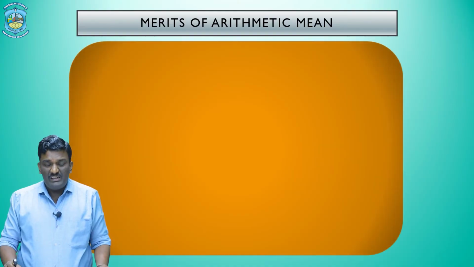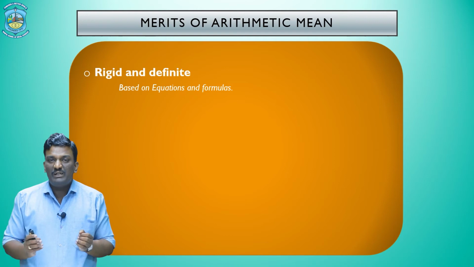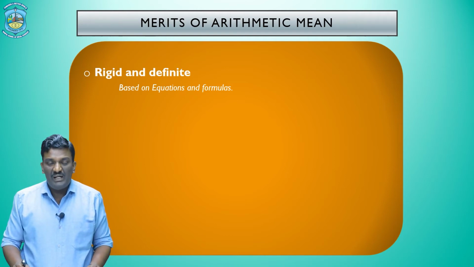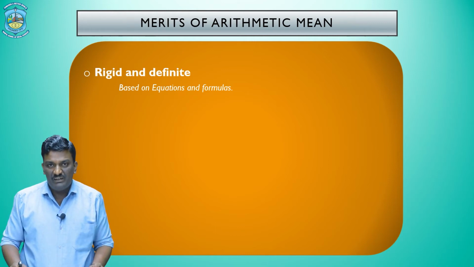Next, when we talk about merits and demerits of arithmetic mean, it is simply a comparison that we make with the other methods that we are having. Let's begin with merits of arithmetic mean. You can see here, rigid and definite. It means that arithmetic mean is calculated and bounded with some formulas and equations which are universally accepted and are similar for all the kinds of variables that we are having.